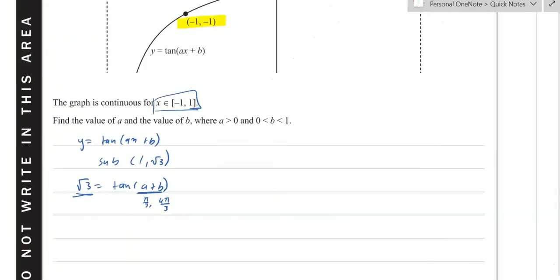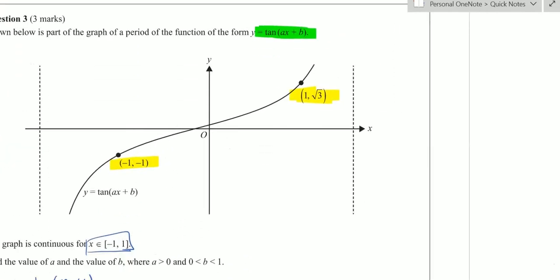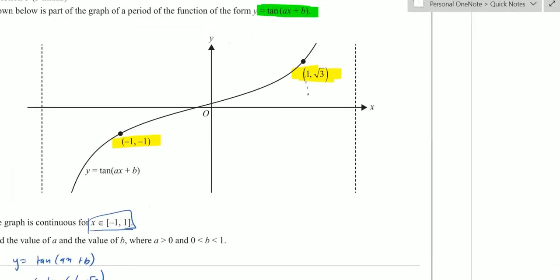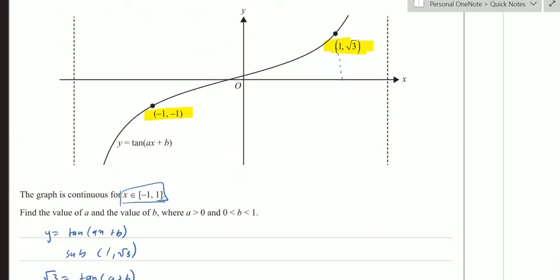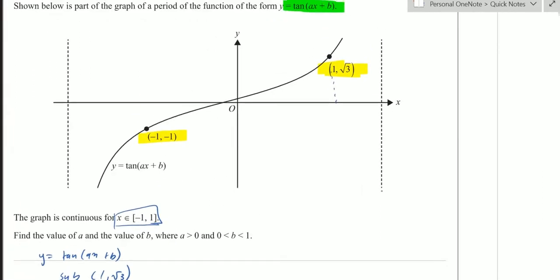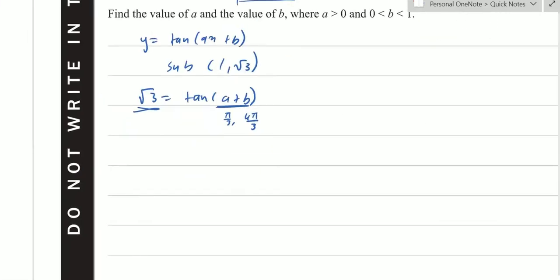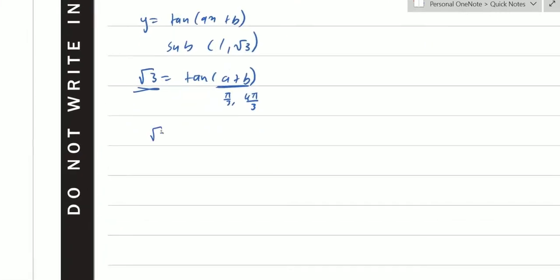So to choose which one it is, we look at the graph, and we see that the point 1, root 3 is here. And we don't know what the period is, but this would be pi on 2a. So we can't really do anything yet, so we'll just keep that in mind. But the second point, a plus b equals pi on 3 or 4 pi on 3.